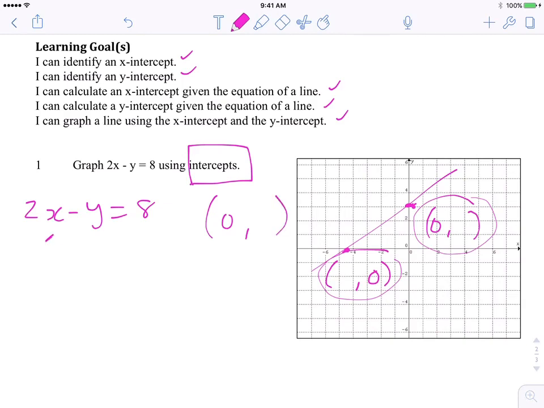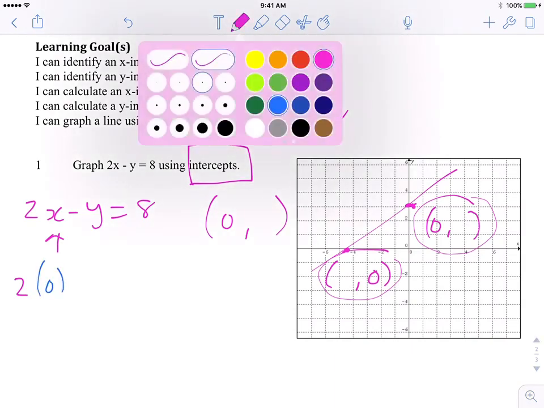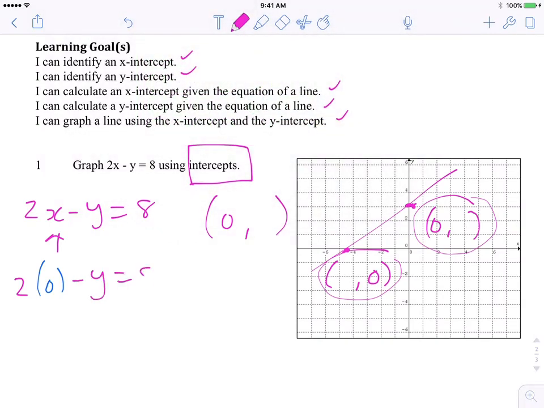So let's sub in 0 for x. We're going to have 2 times 0. We're literally changing x to be 0. Let me just change the color of that so we can highlight it. 2 times 0 minus y equal 8. Now we have negative y, because 2 times 0 is 0, and we have negative y equal 8.